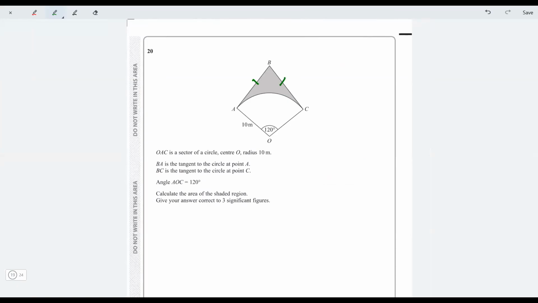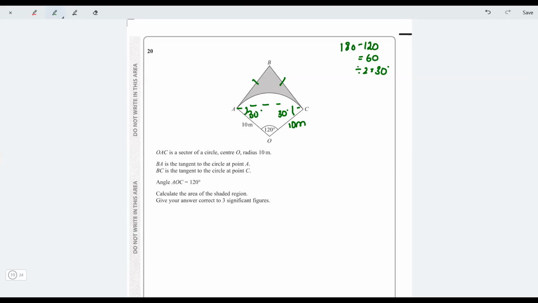Right, let's have a look. I don't really know anything about the top bit. That's also 10 because it's a radius, isn't it? So what can I do? Well, first of all, I can work out these angles because I can do 180, take away 120, which is 60, and half it, which is 30. So that's 30, and that's 30.